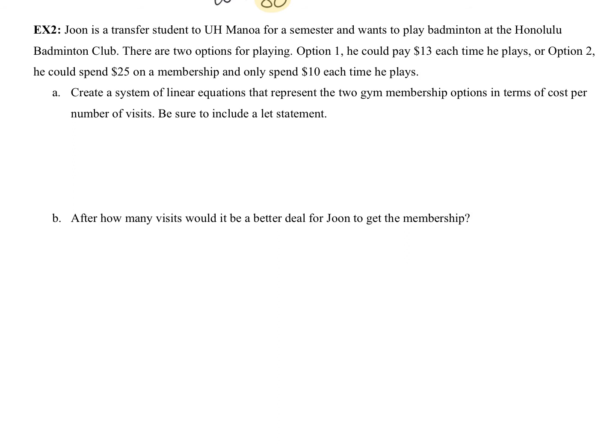Alright, so we just want to figure out 2 equations. And what are we looking at here? Talking about memberships. So option 1, it's $13 each time he plays, and that's it. Or option 2, he spends a flat $25 on a membership and then spends $10 each time he plays. And what do we want? We want the cost per number of visits. So let's go ahead and say, let C equal the cost, and let V equal visits. Actually, V is kind of hard to write, so let's use a T for visits.